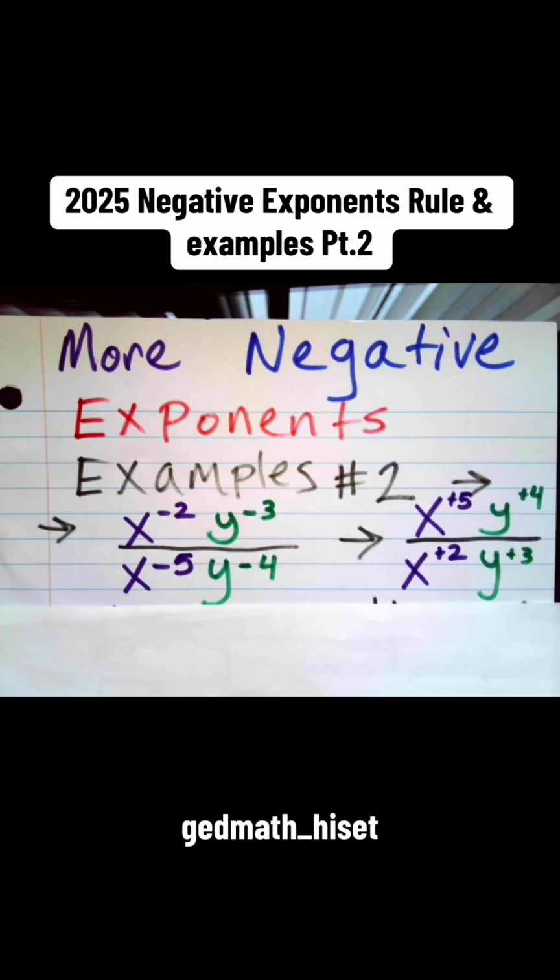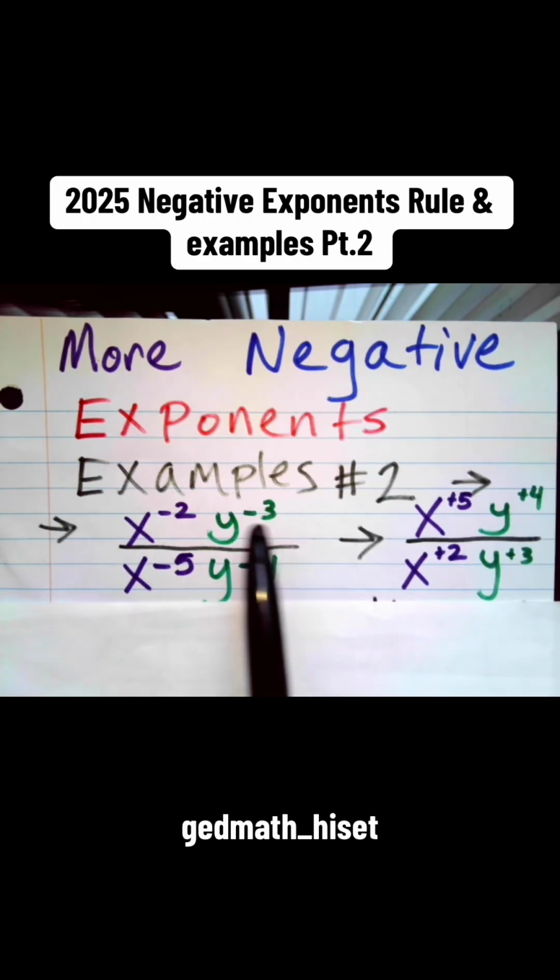In this second video, I'd like to talk a little bit more about the negative exponents rule. And simply put, I'm going to go over example number 2. In this term, we have x to the negative 2 times y to the negative 3 divided by x to the negative 5 times y to the negative 4.